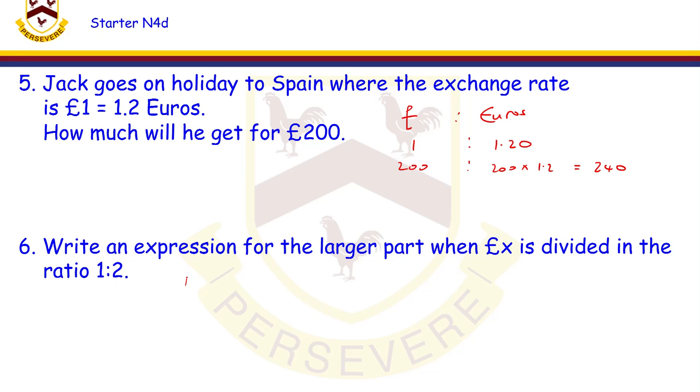Well, if I'm going to share it in a ratio, I've got my 3 steps: add, divide, multiply. I add my ratios, which gives me a total of 3 shares. 1 share and 2 shares give me 3 shares. Divide the amount, X pounds, divided by 3. Now, we always write X divided by 3 like a fraction, X over 3. And then I multiply 1 and 2, the ratios, by X over 3. Which gives me the smaller ratio is 1 times X over 3, which is just X over 3. And the larger ratio is 2 times X over 3, which is 2X over 3. So that's my answer then, the larger ratio.